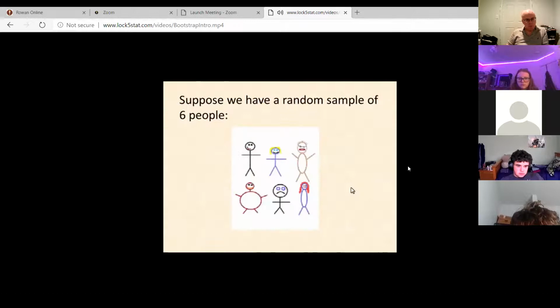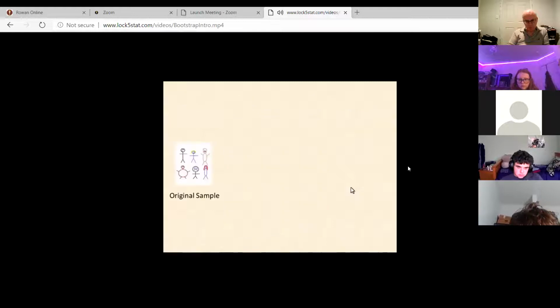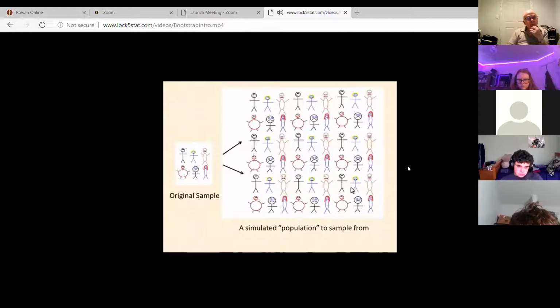So let's look at an example. Suppose we have a random sample of 6 people. Here are our 6 people, and we're measuring some statistic with these people. Maybe the average IQ or the proportion who voted in the last election, or the correlation between height and weight, or some sample statistic we're computing from this sample of 6 people. For bootstrapping, we take our original sample and we assume that the population is many copies. So this gives us a simulated population to sample from.